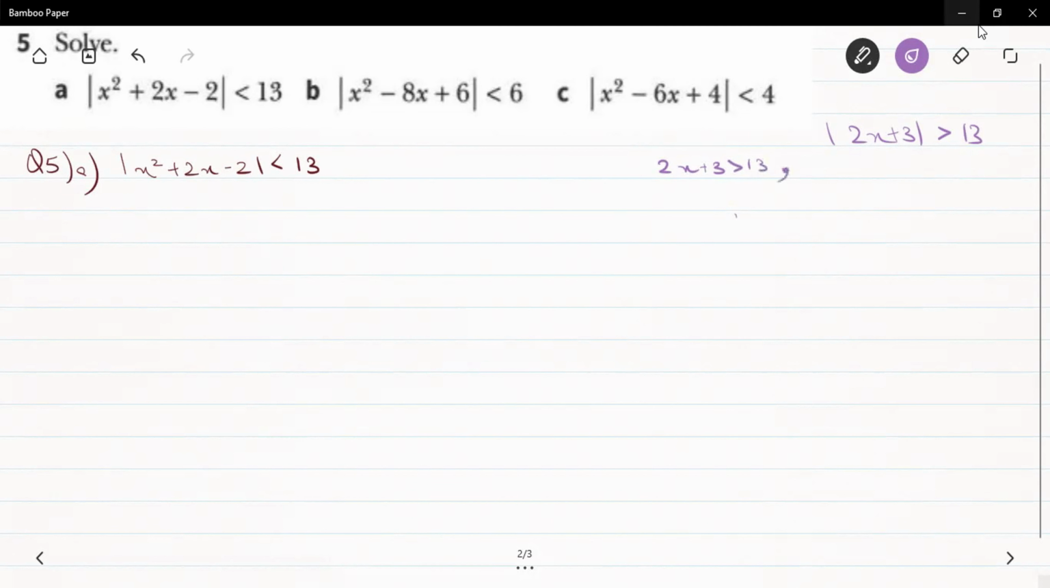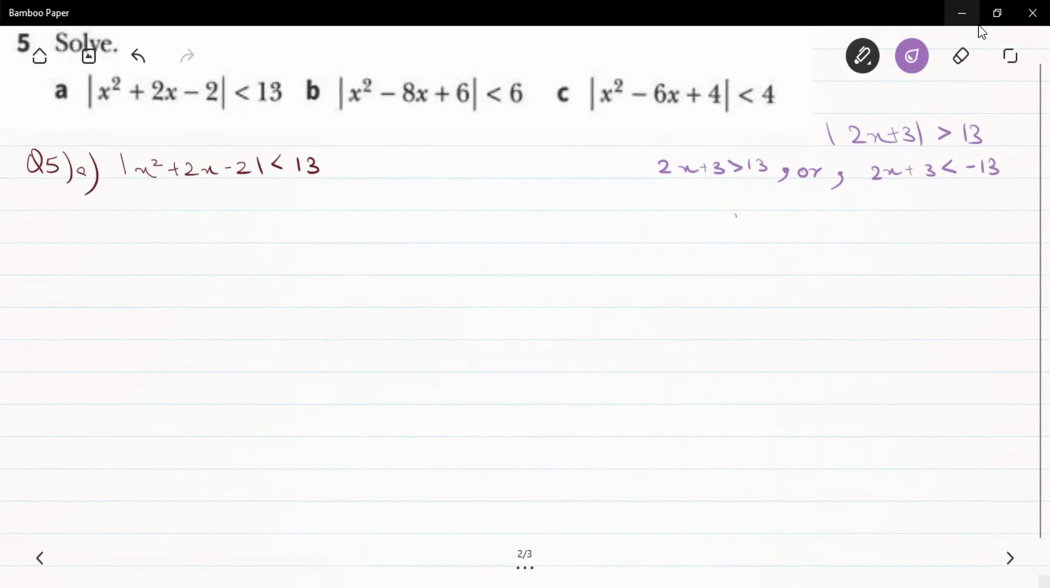We copy the first equation as it is. However, we add another equation, or 2x plus 3 is lesser than -13. There are going to be two changes in the second equation. And what are the two changes that are going to take place?